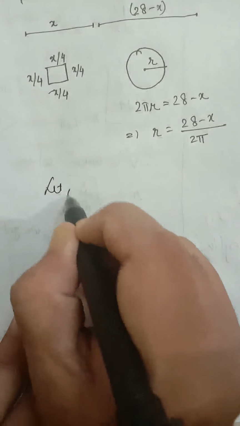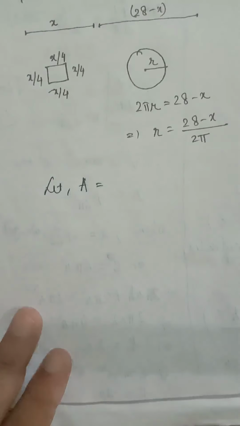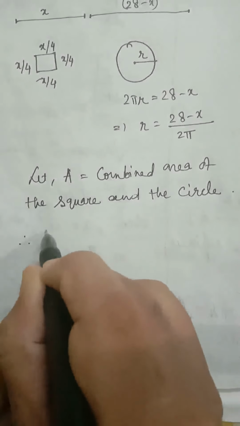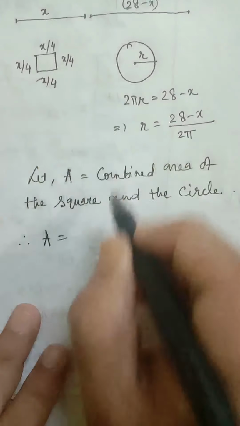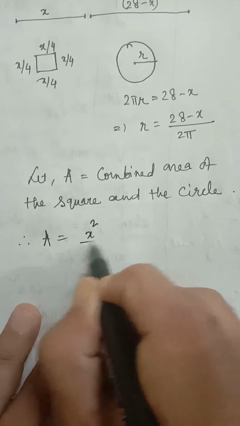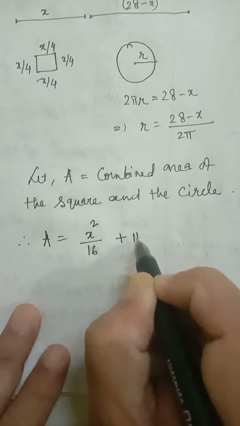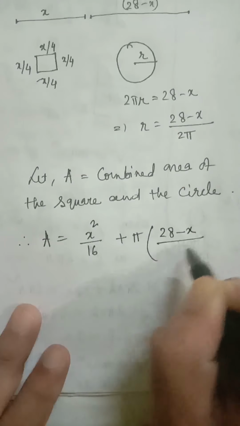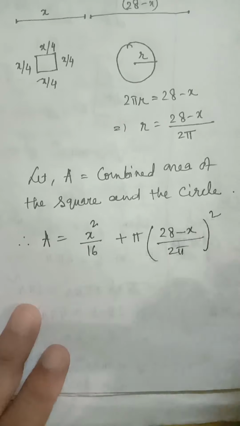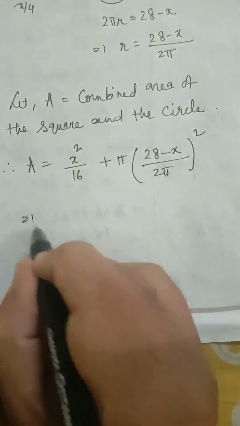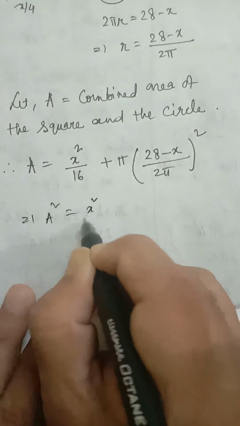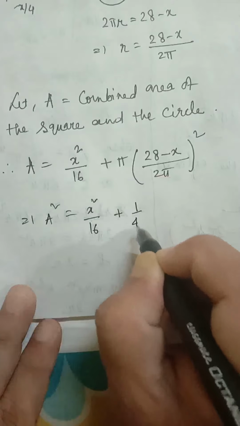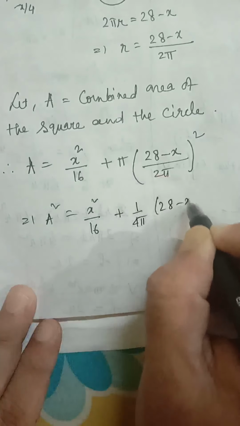So let A be the combined area of the square and the circle. Then A equal to area of square, it will be side square, so it will be x square by 16, plus area of circle, pi r square, is pi into 28 minus x by 2 pi whole square. So A equal to x square by 16 plus 1 by 4 pi into 28 minus x whole square.